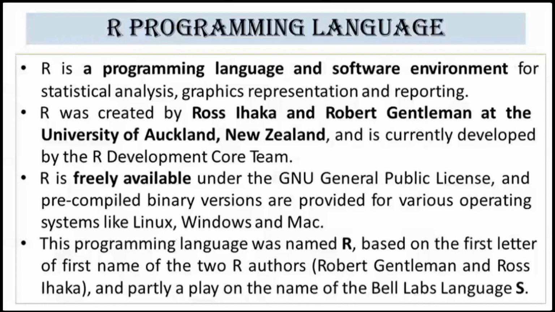Why do we call this language R? This language was created by Ross Ihaka and Robert Gentleman at the University of Auckland, New Zealand. So, by their initials, Ross and Robert, they named this language the R language. And this language is currently being developed by the R development core team.